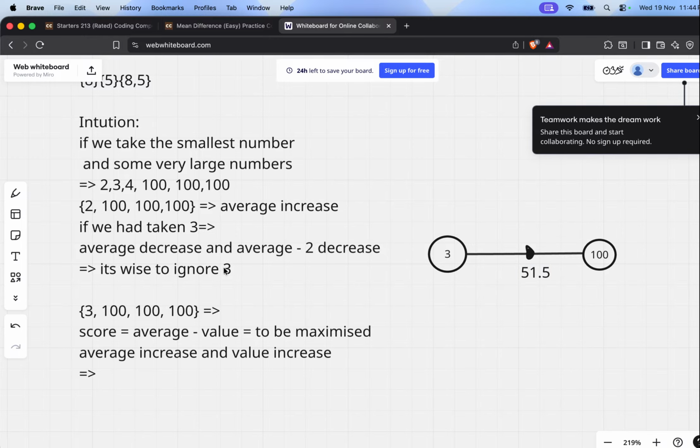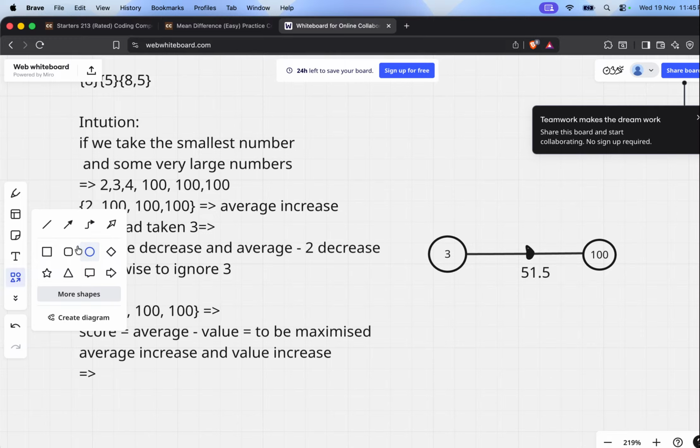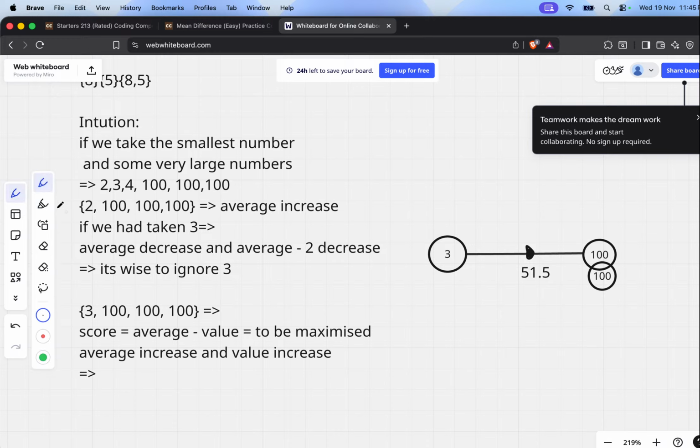What happens if one more person comes at 100? Okay. One more person starts pulling this particular row. Then the average shifts towards this 100. All right. Where is the average now? The average is somewhere here, which is equal to 67.66.